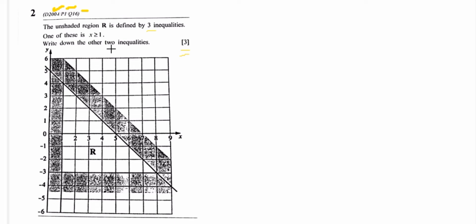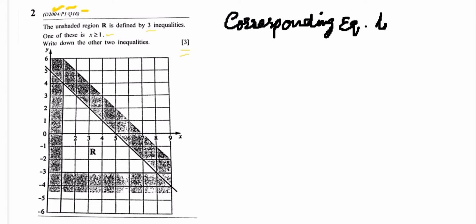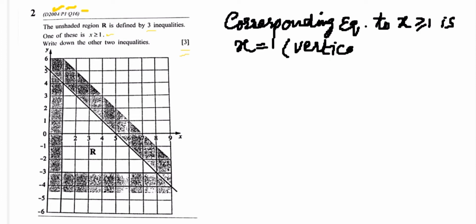Firstly, we identify the equation of this inequality, x greater than or equal to 1. You can see here the corresponding equation to the inequality x greater than or equal to 1 is simply x equal to 1. x equal to 1 shows a vertical line.